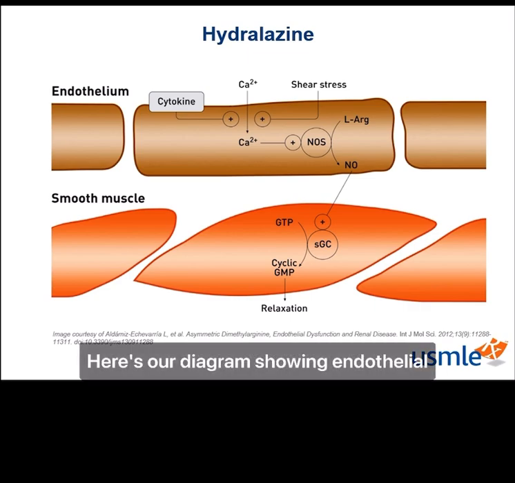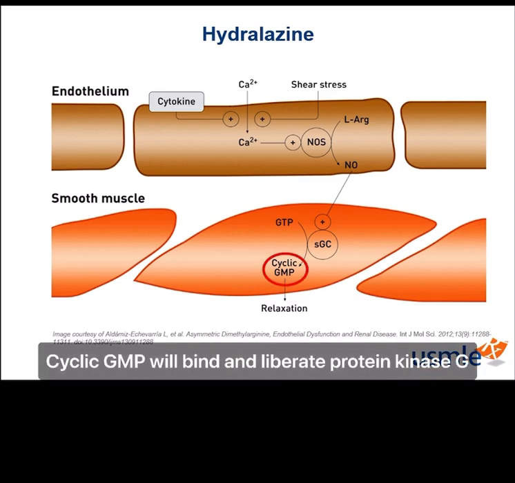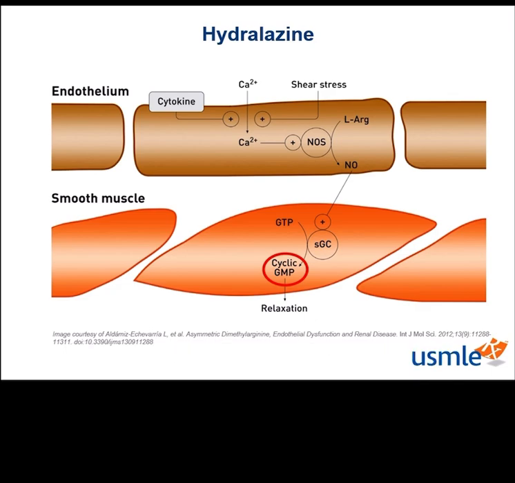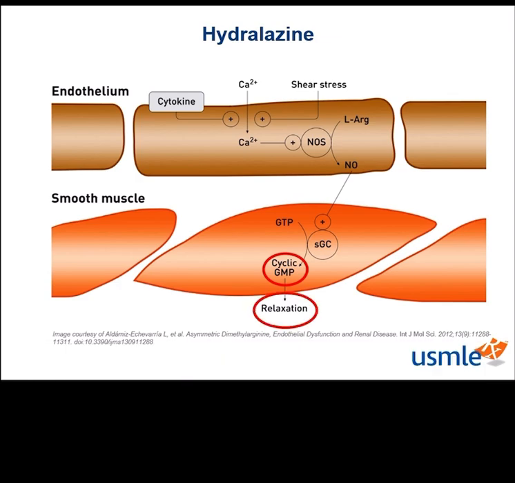Here's our diagram showing endothelial and smooth muscle cells of a vessel. Hydralazine increases cyclic GMP. Cyclic GMP will bind and liberate protein kinase G inside of the smooth muscle cell. And this phosphorylates IP3, which decreases calcium influx from the sarcoplasmic reticulum of muscle cells. As always, less calcium means less contraction, and less vascular smooth muscle contraction means less constriction, and therefore vasodilation.